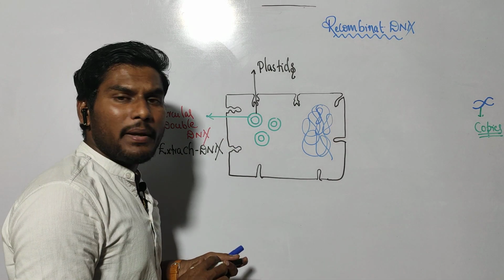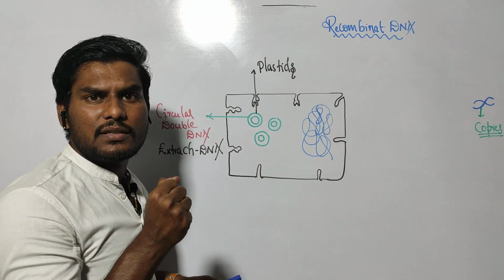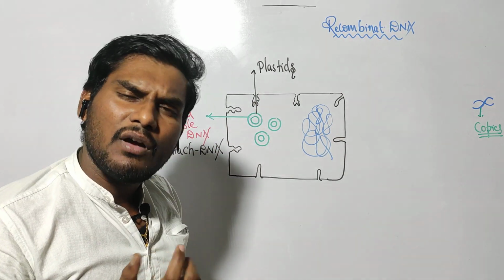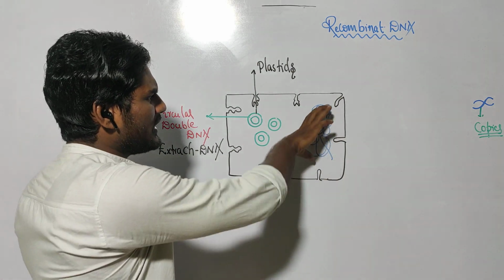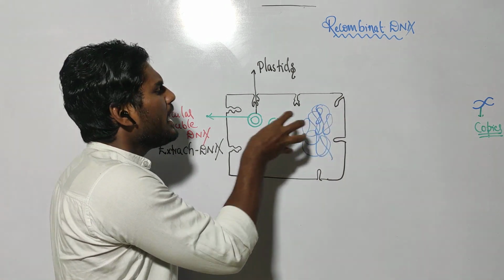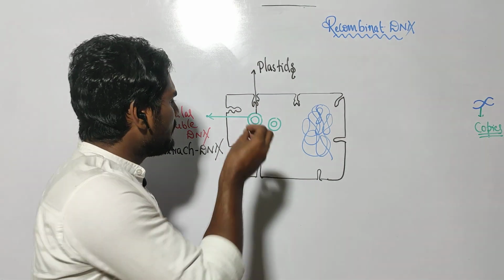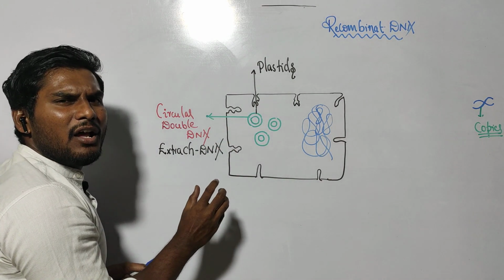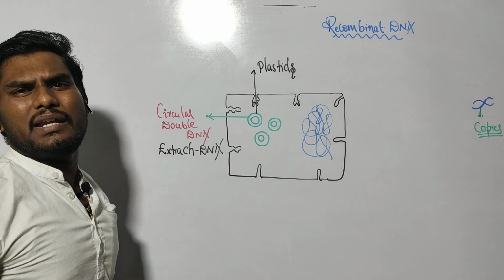Sir, what will happen if I remove these plasmids? If I remove all these plasmids, can this bacterial cell survive? Of course, yes. Why? Because it has its own chromosomal DNA. If it is present, no problem. If it is absent, no problem. So these plasmids are not essential for bacteria.